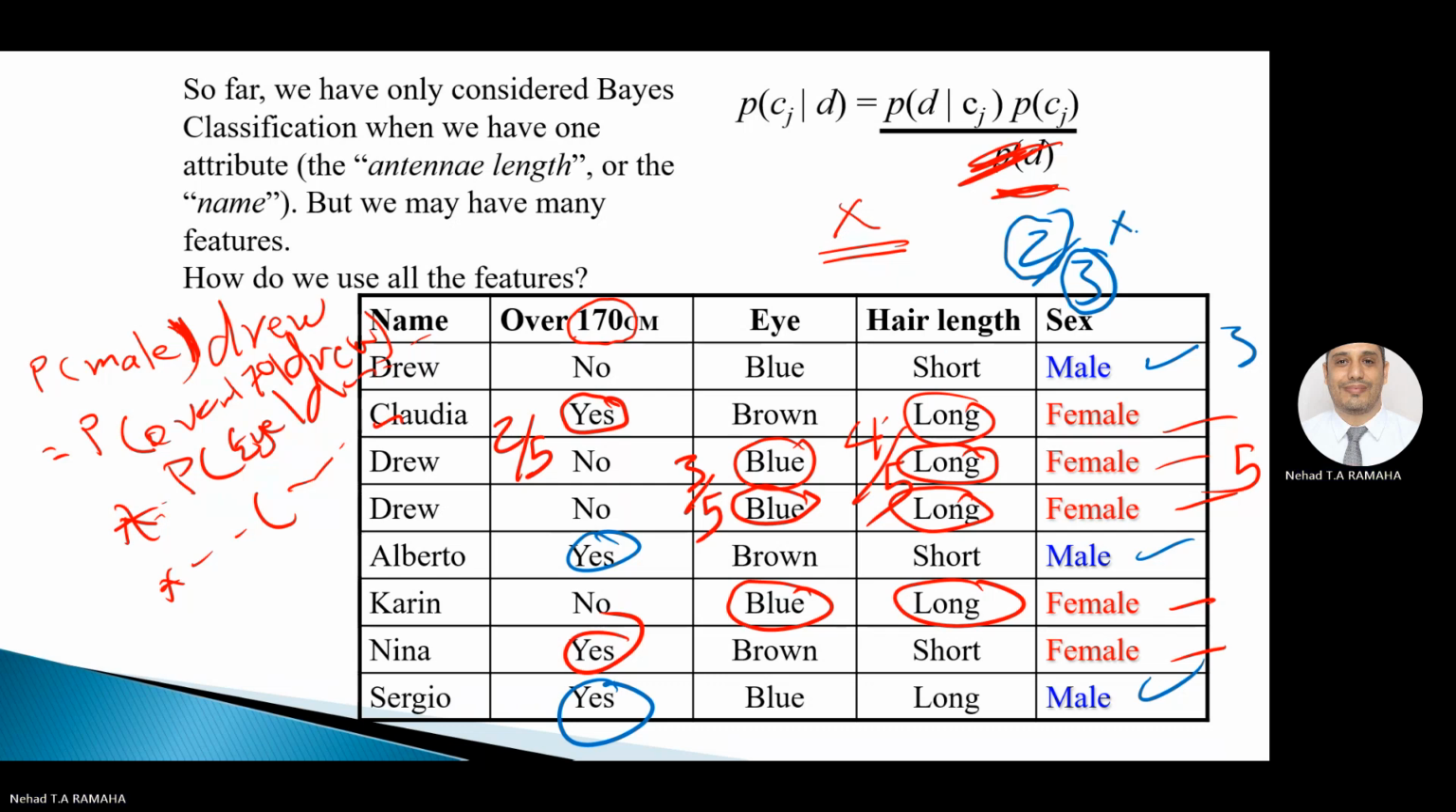Multiply by the probability of the blue eyes and male. How many blue eyes? 1, 2. So multiply by 2 divided by the total number of males, which is 3. Multiply by long hair and so, over the total number of persons, which is 8.